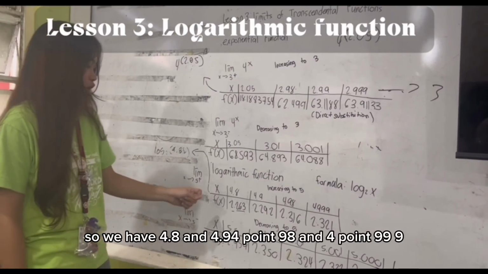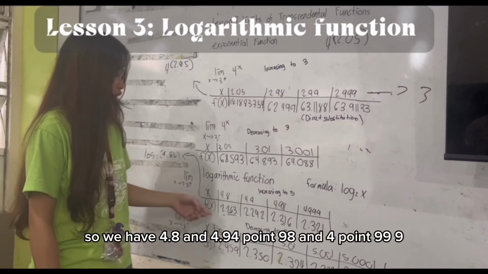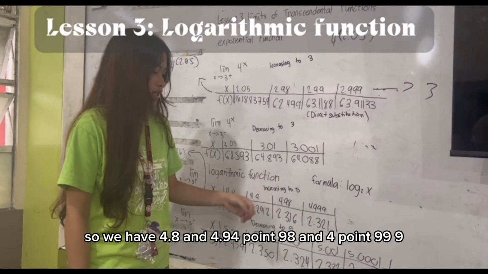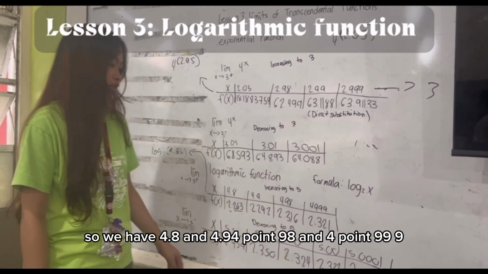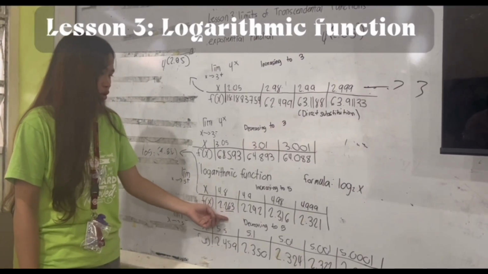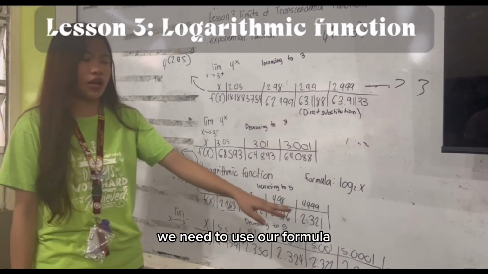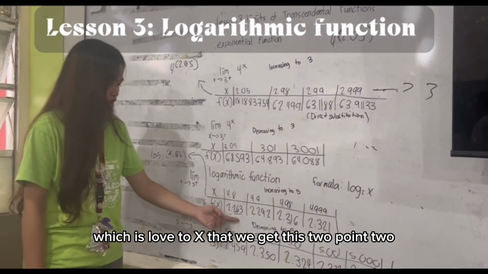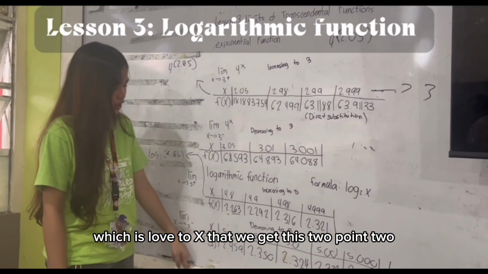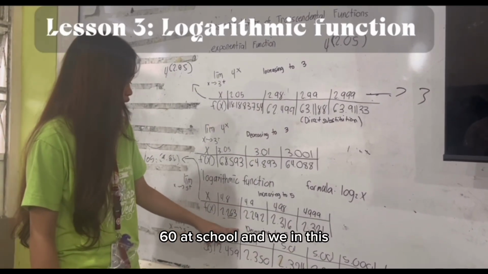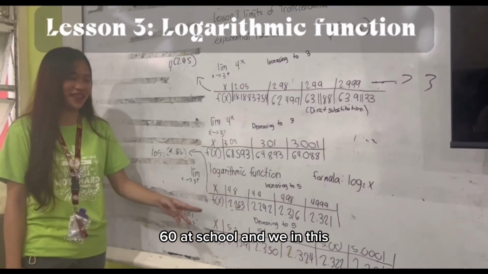So we have 4.8 and 4.9, 4.98, and 4.9399. To get our f of x here, we need to use our formula, which is log 2 x, that we get this 2.263 and 2, and we give it this.